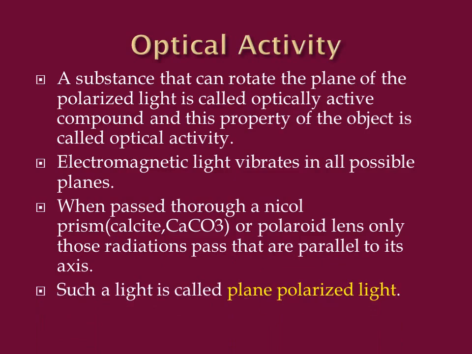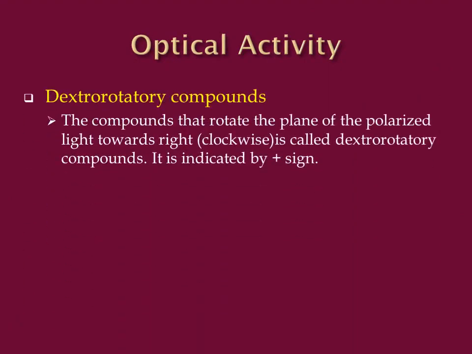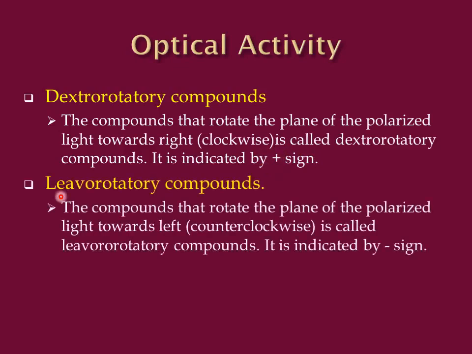Students, optically active compounds can exist in 2 isomeric forms. The first one is dextrorotatory compounds. The compounds that rotate the plane of the polarized light towards right or clockwise direction are called dextrorotatory compounds, and it is indicated by a positive sign. The second one is levorotatory compounds. The compounds that rotate the plane of the polarized light towards left or counterclockwise or anti-clockwise are called levorotatory compounds, and they are indicated by a negative sign.